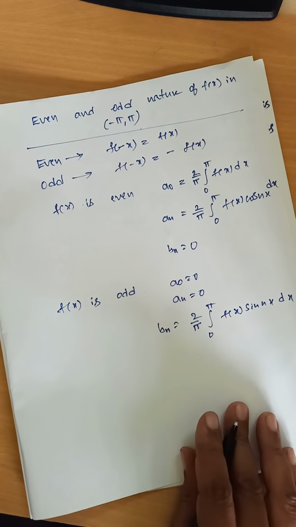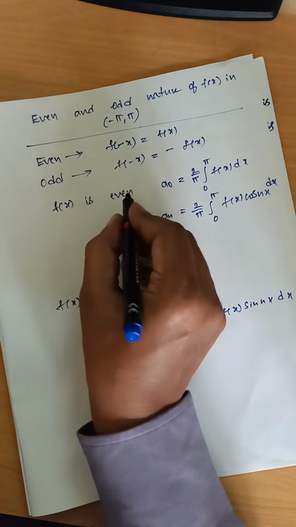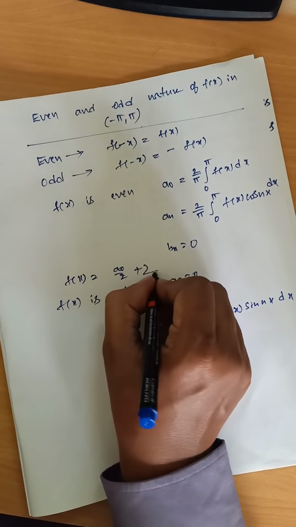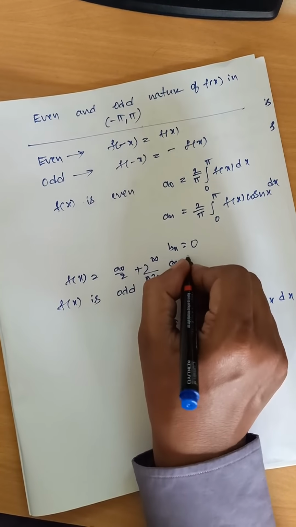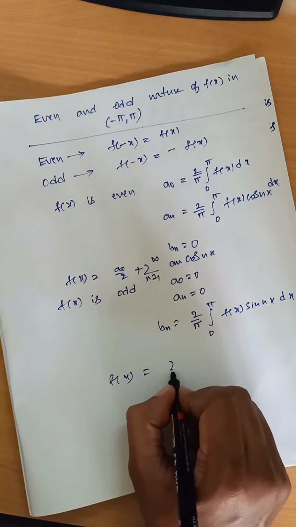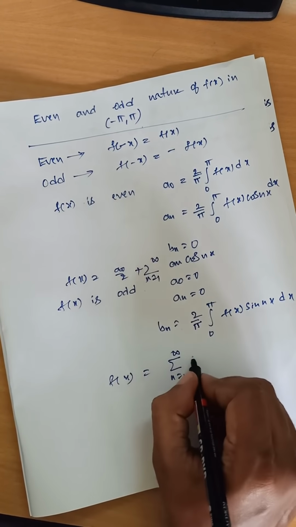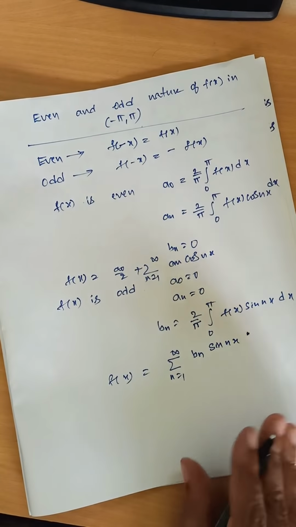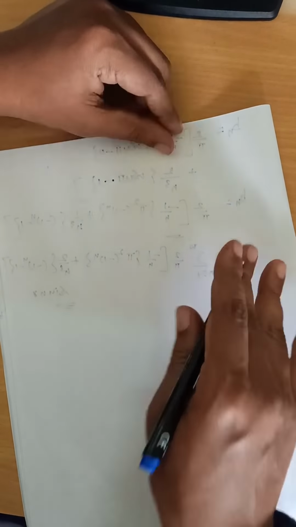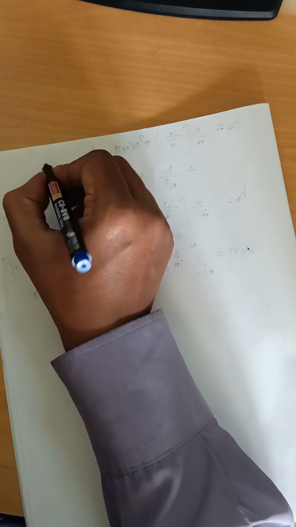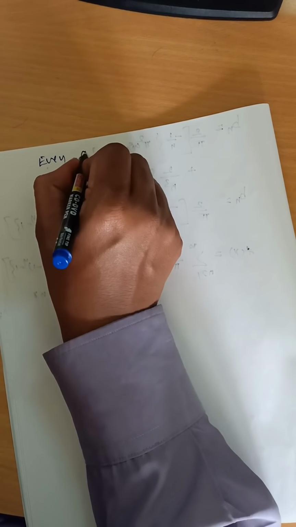Here for even, we construct the Fourier series of f of x is a naught by 2 plus summation n from 1 to infinity an cos nx. For odd, f of x is equal to only bn, n from 1 to infinity bn sin nx. That's all. Next, we also discuss the discontinuous function.